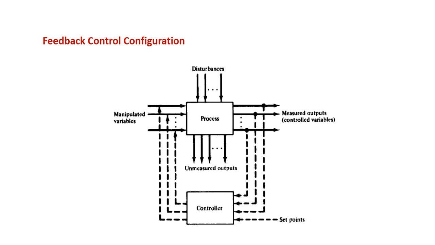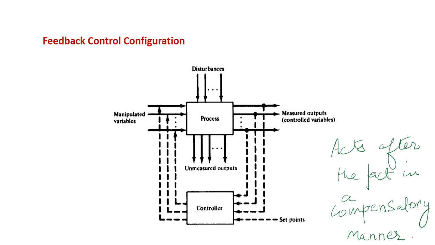Now the main aspect is that the controller action only occurs once the disturbance enters into the system. So basically feedback controller configuration works in a compensatory manner. Means the disturbance has been felt by the process and then we are taking the controller action. So this is the main aim of the feedback. This is how it works.